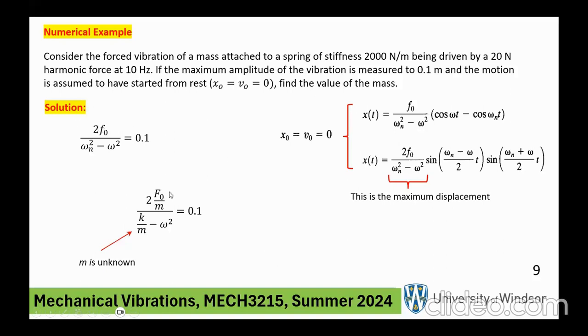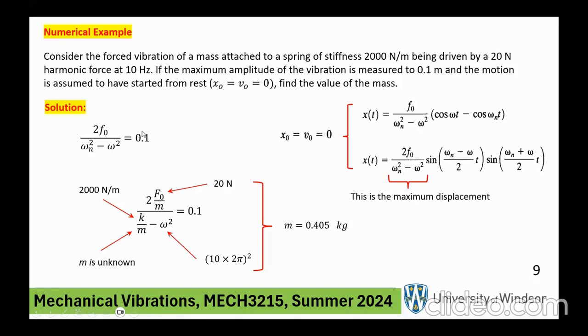What is this combination? Little f naught is big F naught over M. And of course, omega n squared is k over M, and omega squared is omega squared. We know that. We don't know M. We know the k. We know the big F naught, as you're told, is 20. And this is given as 10 hertz, which in radians per second is 10 times 2 pi, squared. The only unknown in this expression is M. You solve it, and that solves the problem.